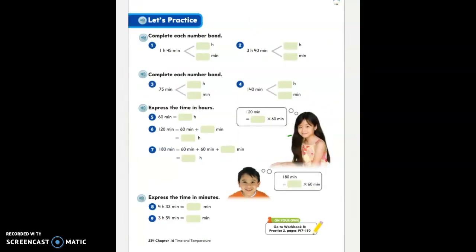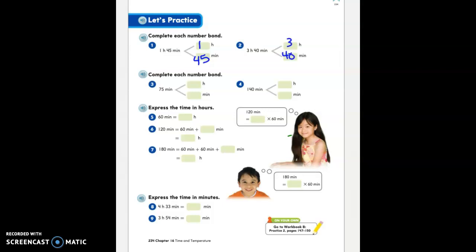All right, now we're going to complete each number bond. So 1 hour, 40 minutes. So 1 hour is 60. Oh, sorry, we're not converting to minutes. 1 hour is 1 hour, 45 minutes. And 3 hours is going to be 3 hours and 45 minutes. Or, I'm sorry, 3 hours and 40 minutes.